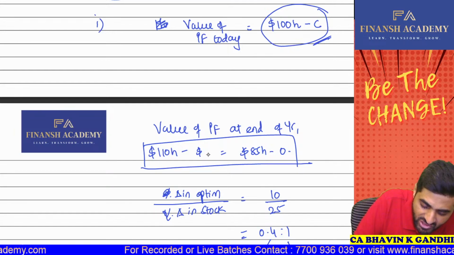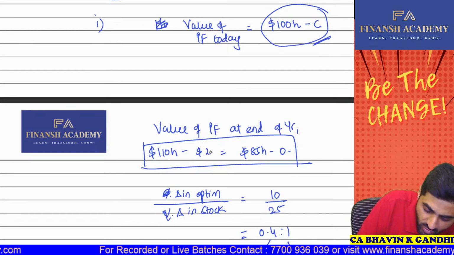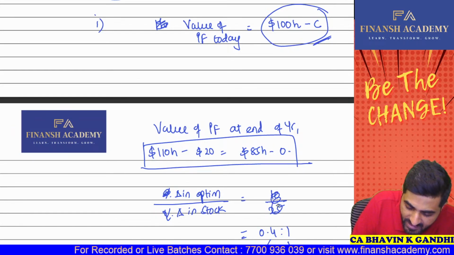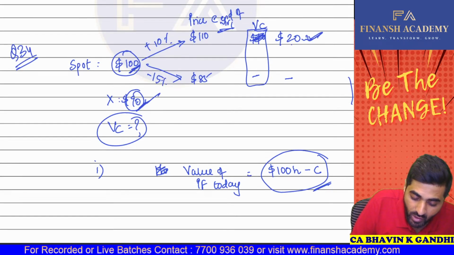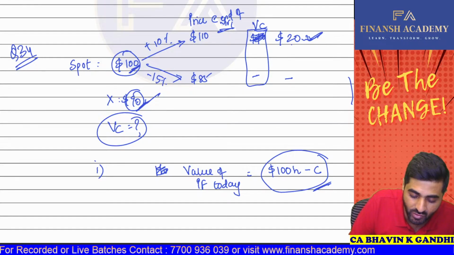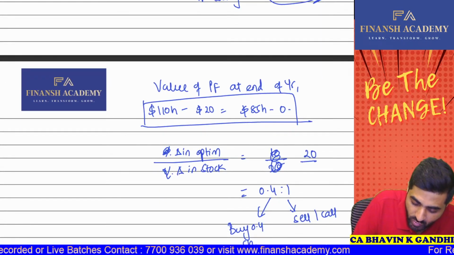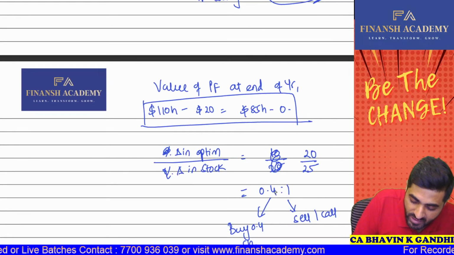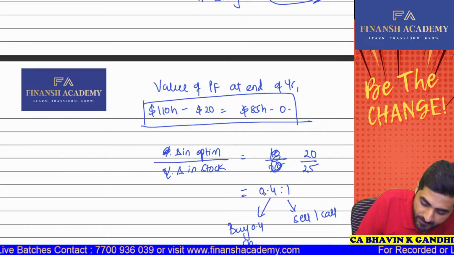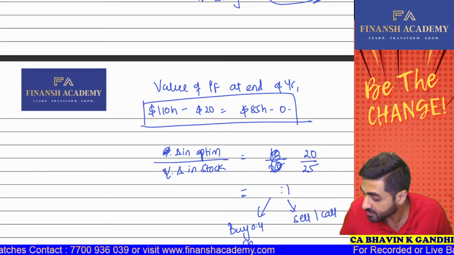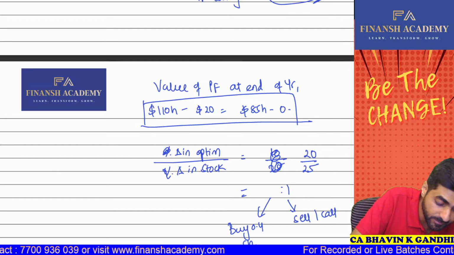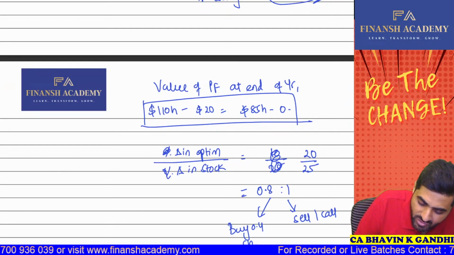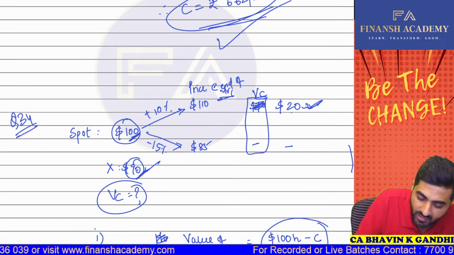One slight change which I want to make in my solution. This is 20, and this will now become 20 divided by the change in the stock from 110 to 85. This is now going to be 25. So this ratio will now be, instead of 0.4 to 1, 20 divided by 25, which is 0.8 to 1. So just one small calculation error here.